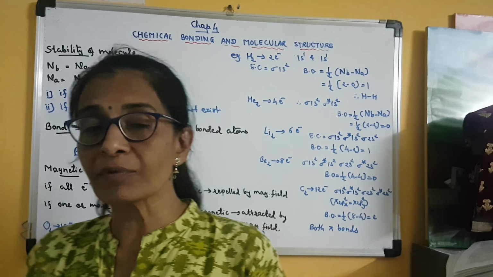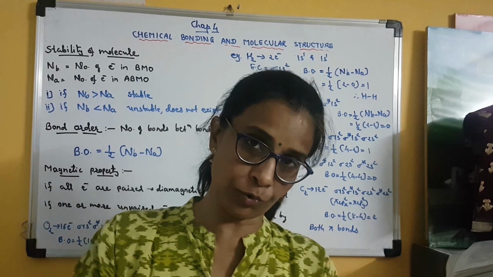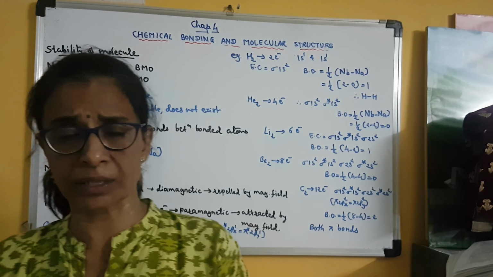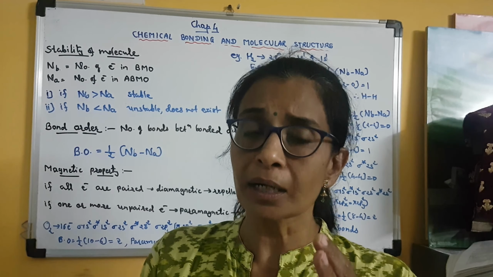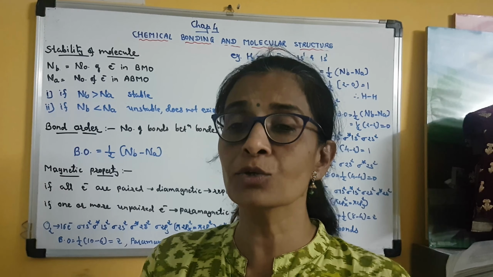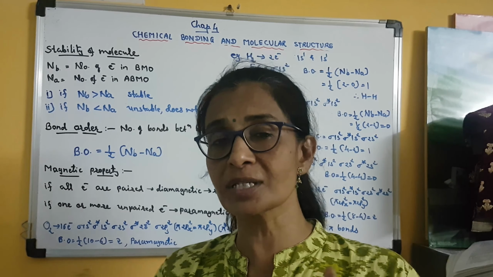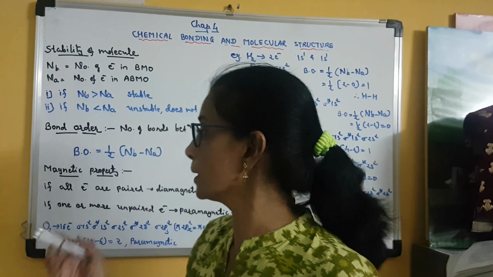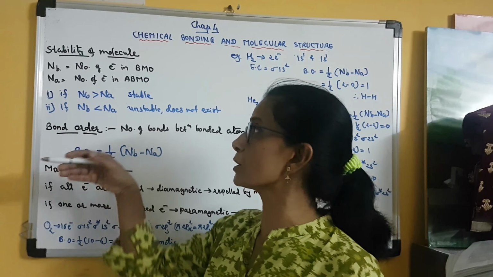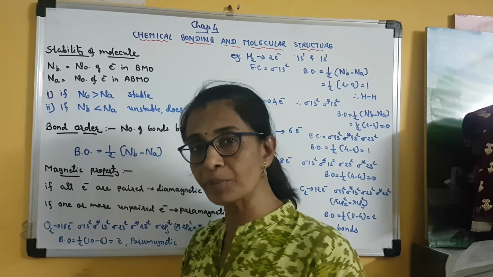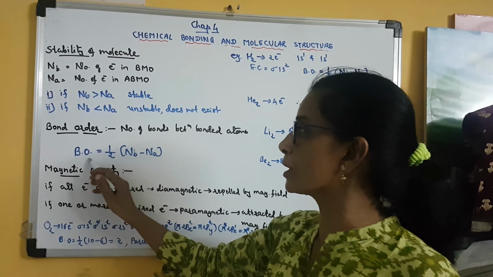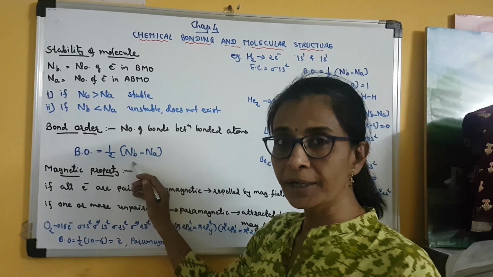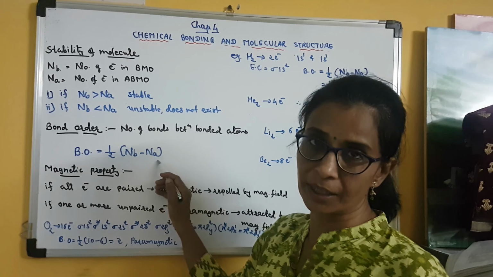See, suppose you are given N2, nitrogen. Now without knowing the electron dot structure of the N2 molecule, it is not possible to decide the bond order of that molecule. Clear? So mathematically, how to calculate bond order on the basis of molecular orbital theory? Bond order BO is equal to half of bonding electrons minus anti-bonding electrons.